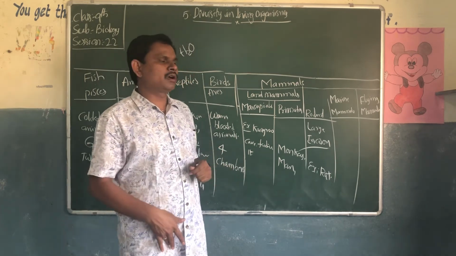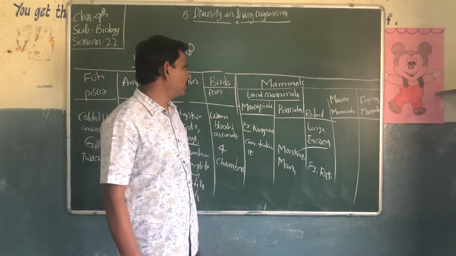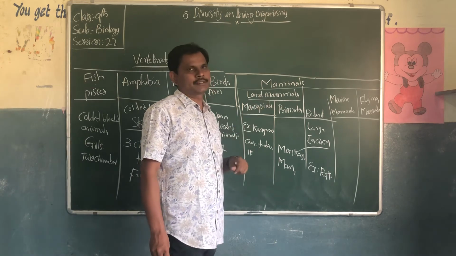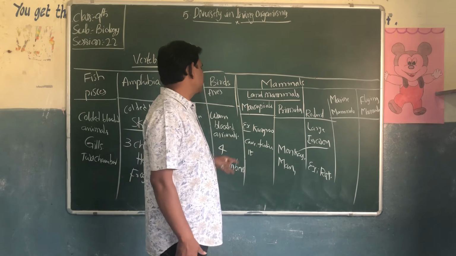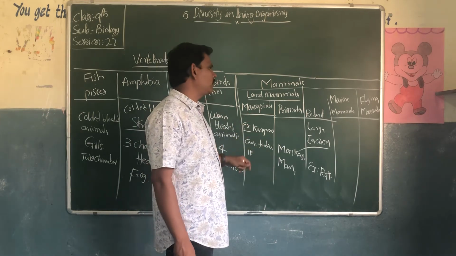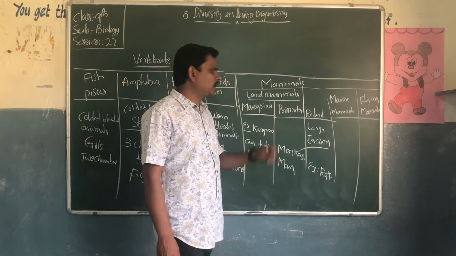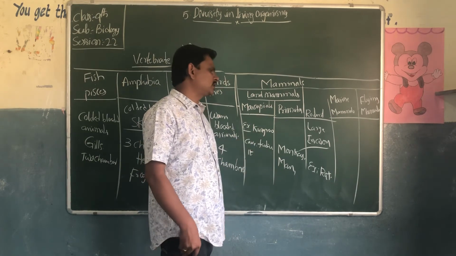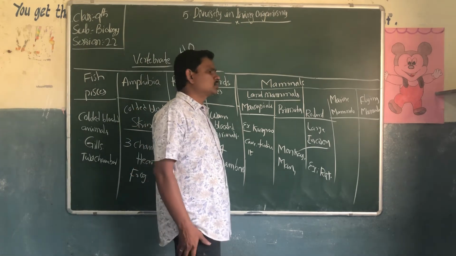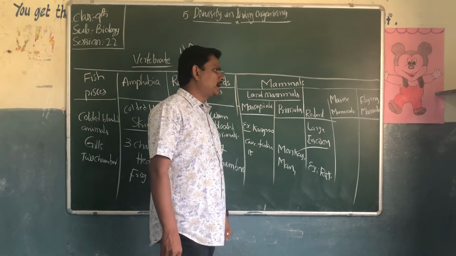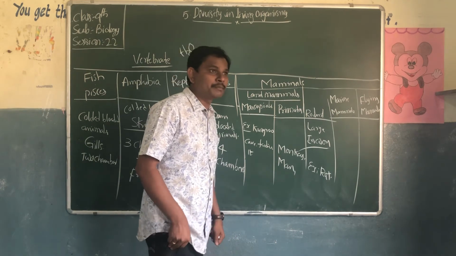They will destroy the food materials. They will destroy the crops also. So this is about land mammals. They give birth to the young ones. Marsupials, example is kangaroo. Primates, example is monkey and man. Rodents have large incisors, example is rat. The last two mammals are marine mammals and flying mammals.